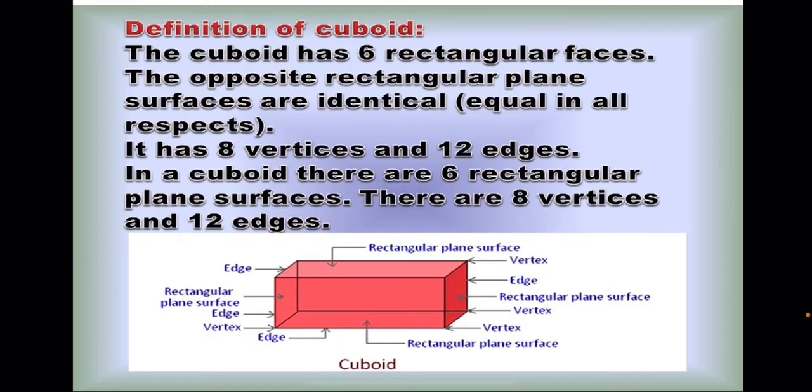Now the definition of a cuboid. A cuboid has 6 plane surfaces called faces, 12 edges and 8 vertices. It has 6 rectangular faces. The opposite rectangular plane surfaces are identical. It has 8 vertices and 12 edges. In a cuboid, there are 6 rectangular plane surfaces, 8 vertices and 12 edges.